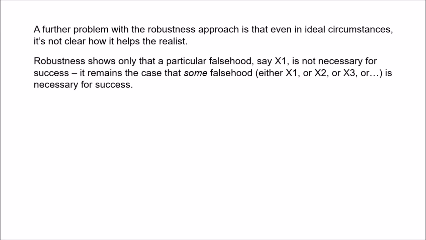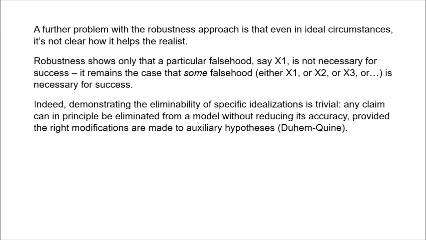There's a big difference between eliminating a particular falsehood and eliminating falsehood. Every one of our models still includes falsehood, and we haven't got to a situation where we can actually completely eliminate falsehood, even if we can eliminate particular falsehoods. Indeed, part of the problem here is that the eliminability of specific idealizations is actually rather trivial, because any specific claim can in principle be eliminated from a model without reducing the model's predictive accuracy, provided you make the right modifications to your auxiliary hypotheses.